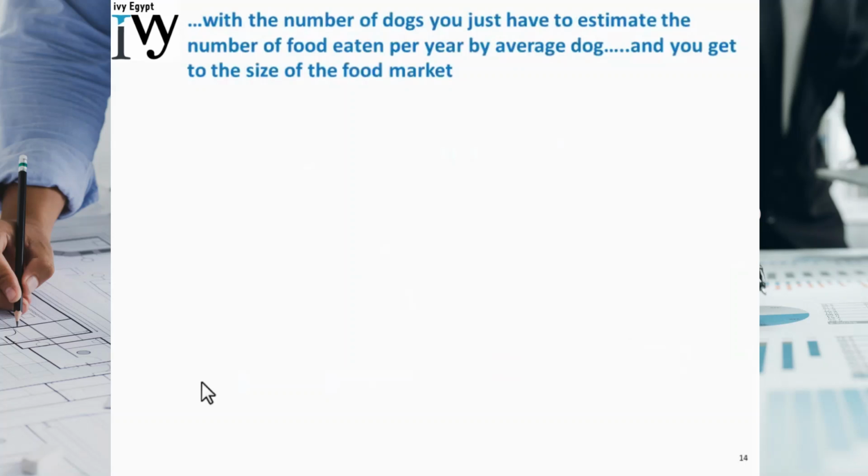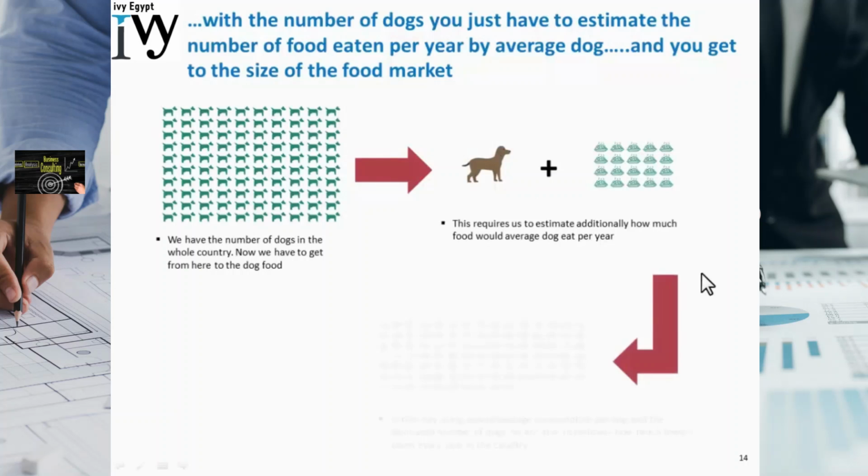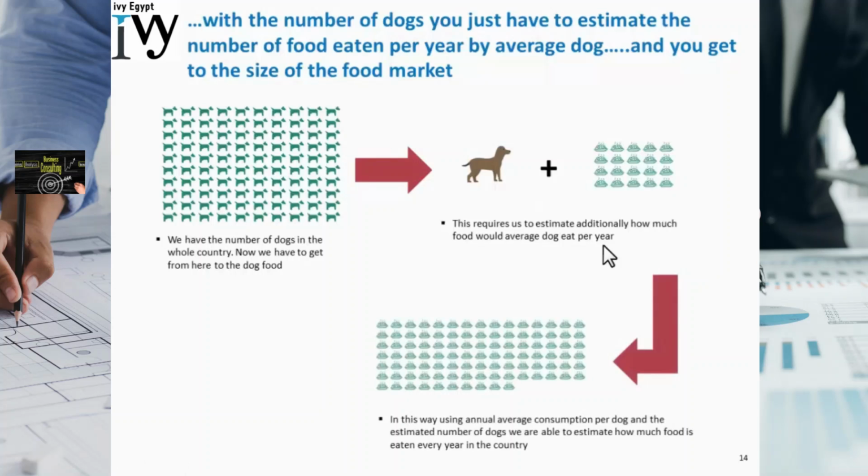Once we know the size of the market of the dogs, we have to somehow transfer it into food. So we actually have to check for the sample we're using, so our friends, how much food is being consumed on average by a dog. Once we have it, we can estimate the whole market. Again, let's go to the Excel and show you how it is being done.